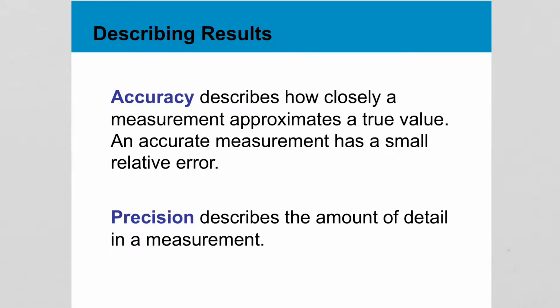Accuracy describes how closely a measurement approximates a true value. An accurate measurement has a small relative error. Precision describes the amount of detail in a measurement. So two things, again, that sound the same that aren't.